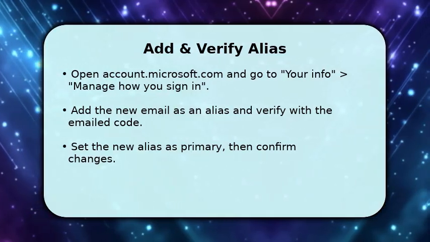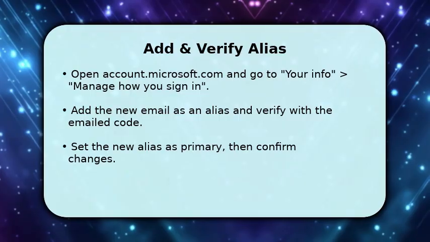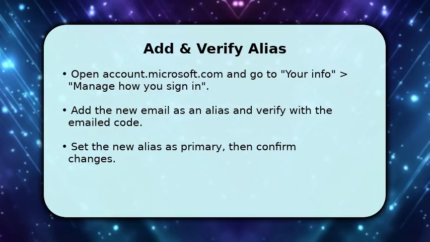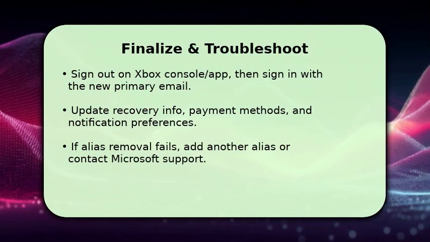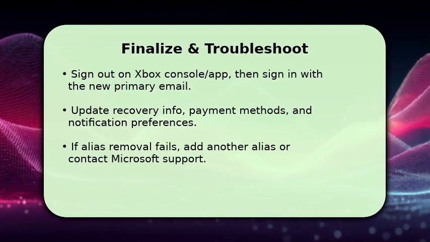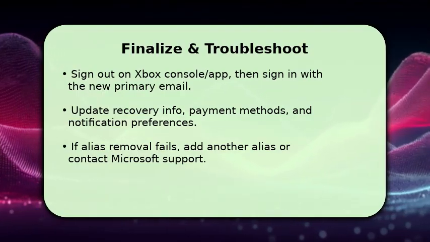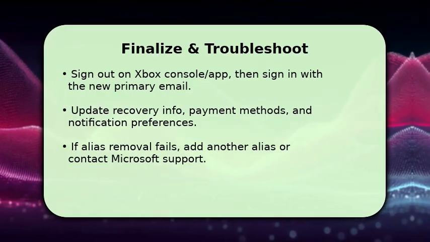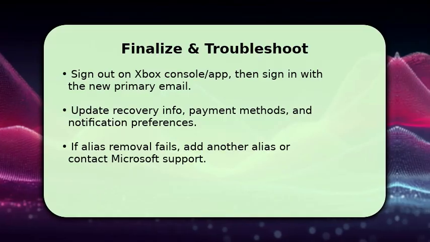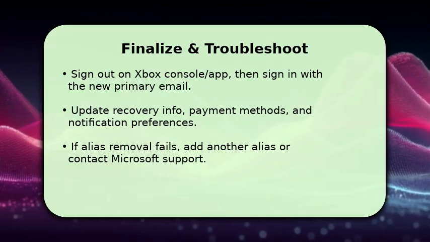Make sure to keep the old address until the new one is fully active, so you can recover if anything goes wrong. Finish by signing out on your Xbox console, mobile app, and Windows devices, then sign back in with the new primary email to sync purchases and profile settings. Make sure recovery email and phone are current and review payment methods and subscriptions.